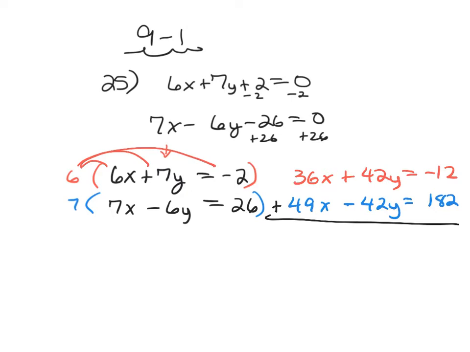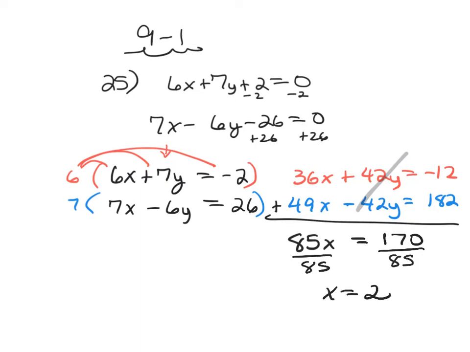So when I go to add these two, I get 85x. This cancels. And then I'm left with 182 plus negative 12, and it's 170. I'm going to divide both sides by 85, and x equals positive 2.